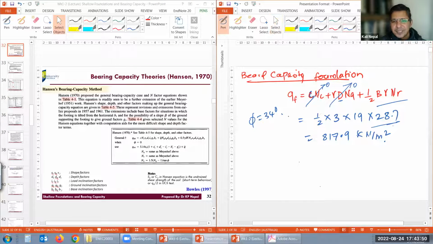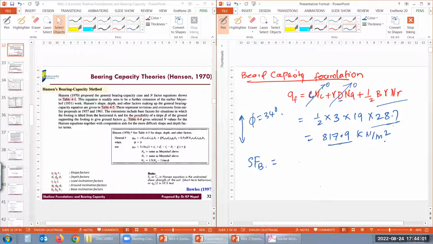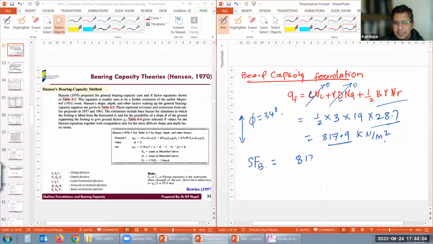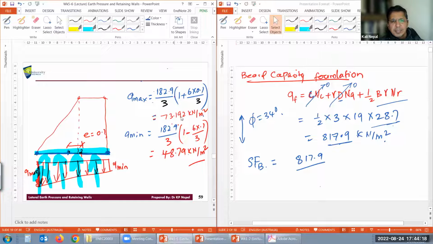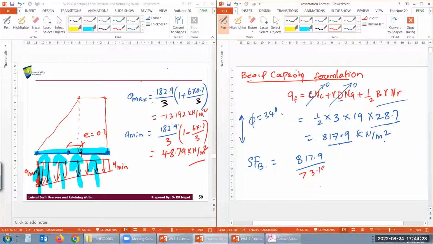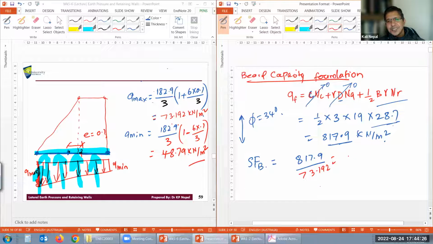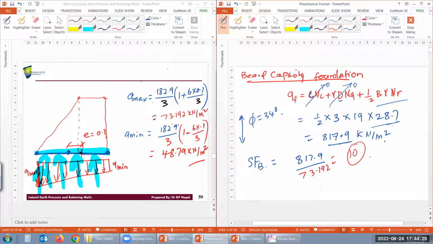So how do you calculate the factor of safety? Let's say we did the Terzaghi one, no corrections, right? So how much is the factor of safety for bearing capacity now? This is how much pressure it can hold, 817.9 divided by the maximum pressure given to the foundation. What did I write? I wrote it somewhere. Yeah, here you go. Maximum is 73.192, right? How much is that? Oh, the factor of safety is around 11.2, sir. You see, that's it, right?